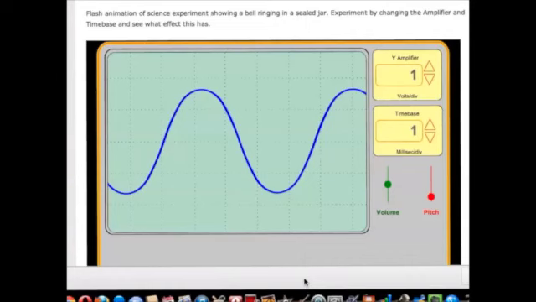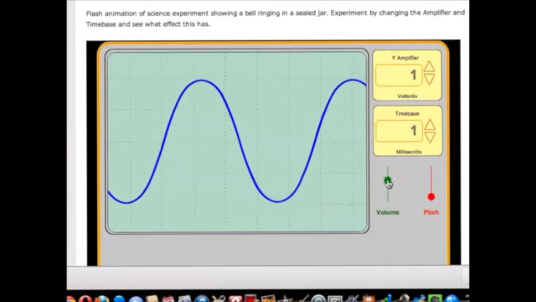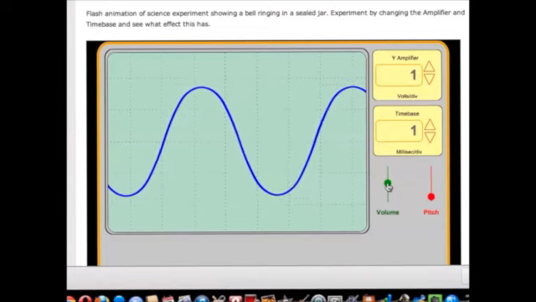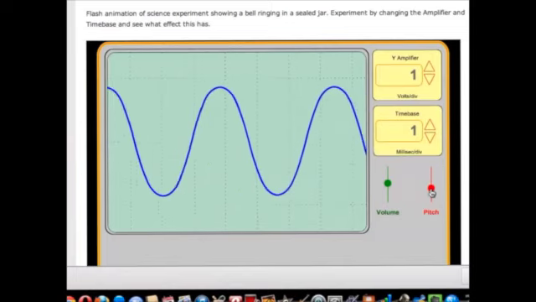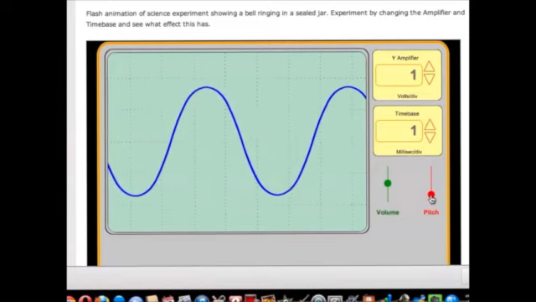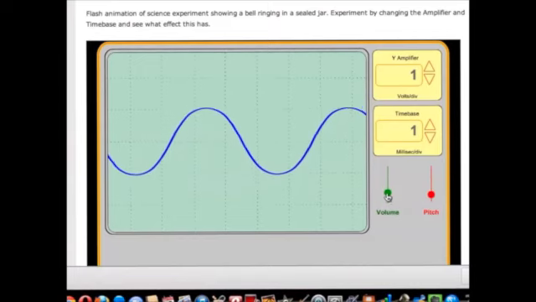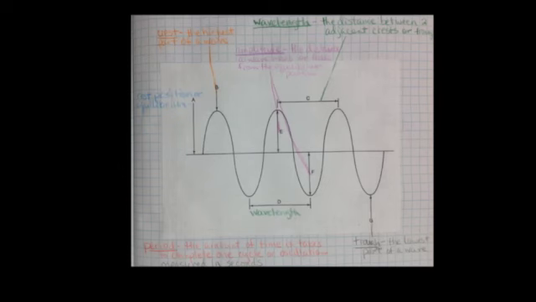Now watch this simulation as I change the pitch and the volume of the sound waves and see what happens to the waves. What characteristic is changing as the volume is changed? What characteristic is changing as pitch is changed? Notice a change in pitch changes the frequency of the wave, and a change in volume changes the amplitude of the wave.